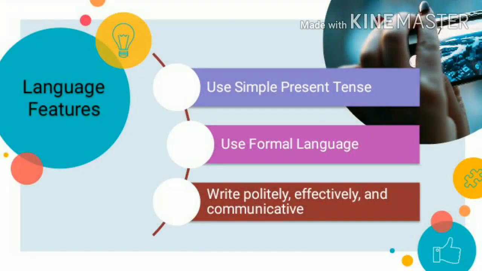When we write an application letter, we cannot write it freely as we want. There are some language features and also generic structures, or parts, that we should pay attention to. I will explain the language features of application letter. We should use simple present tense, but sometimes we are allowed to use simple past tense when we tell about our past experience. The second, we should use formal language. The third, we should write politely, effectively, and the application letter should be communicative.